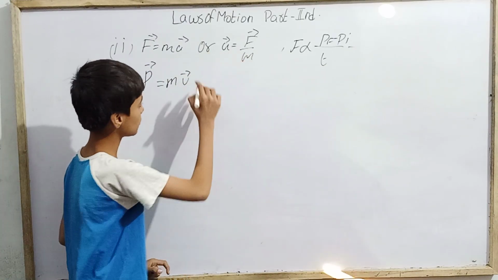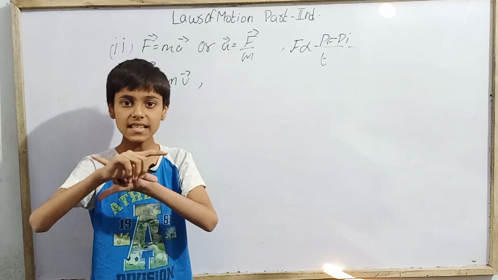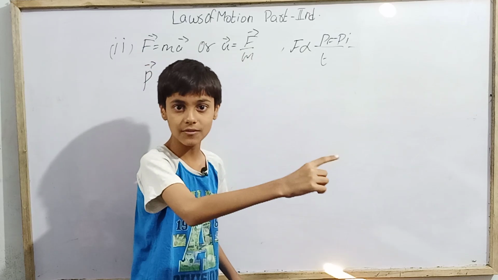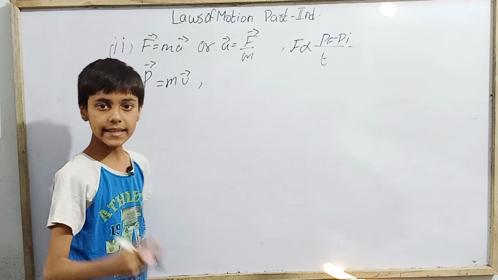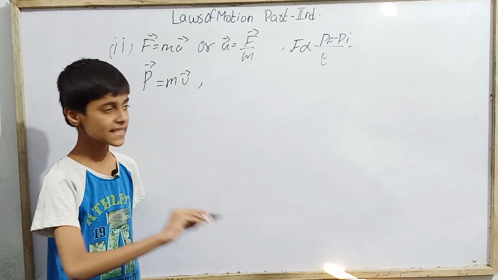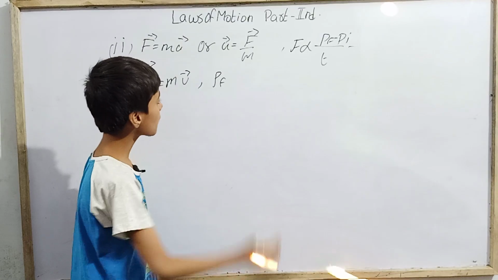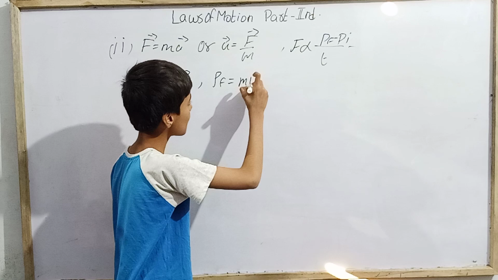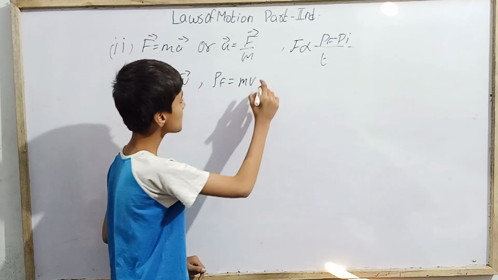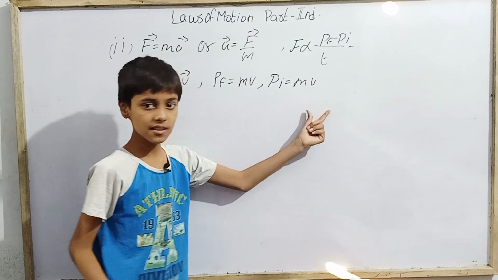Since this is very simple, if we know about momentum, we can easily derive this formula from it. How? Suppose I give you an example. A particle has mass m, and at t equals 0 its velocity is u, and at t equals t its velocity becomes v. For this particle there will be two momenta, because there are two velocities: first the final momentum, second the initial momentum. PF I can write as mv, because the final velocity is v. And PI is mass times initial velocity u, so PI equals mu.